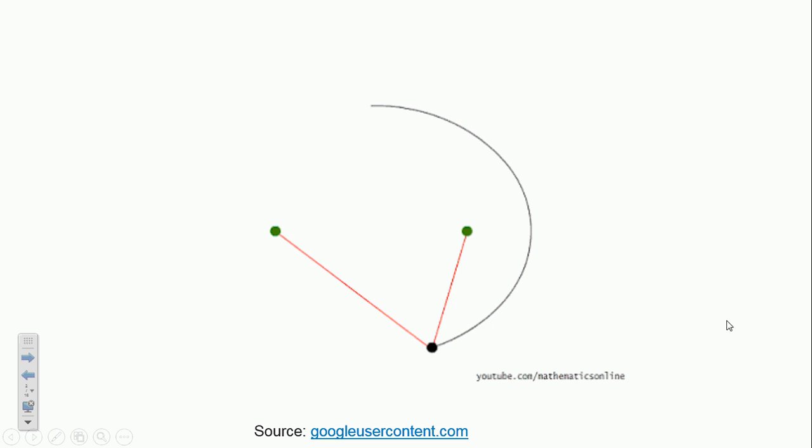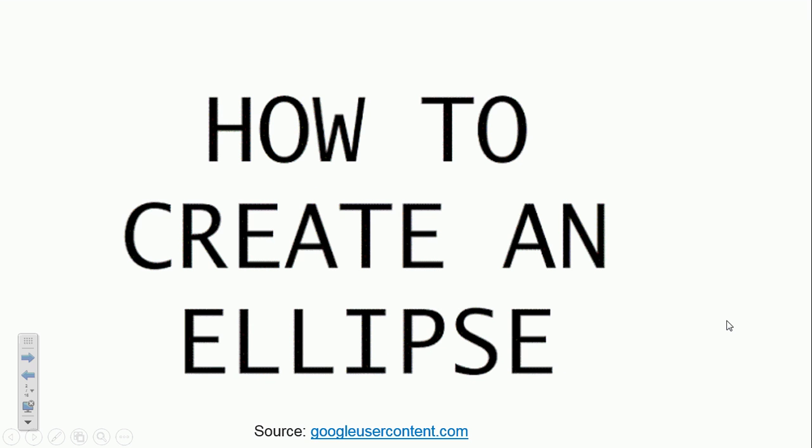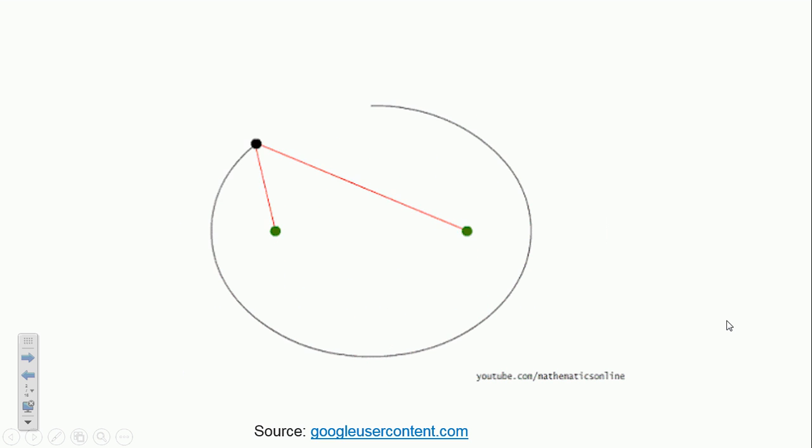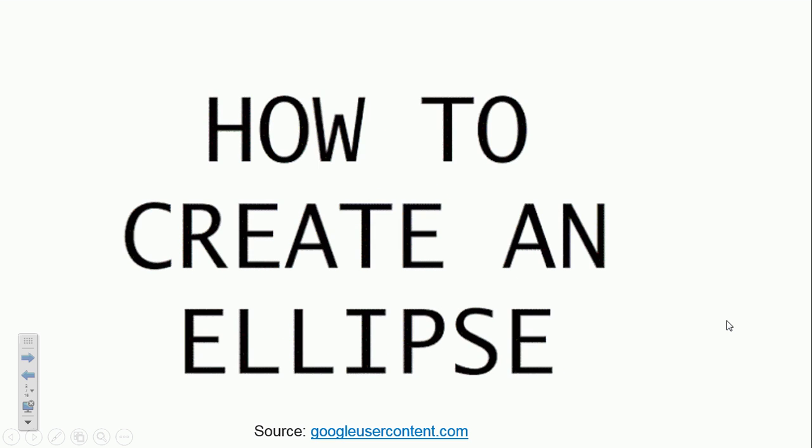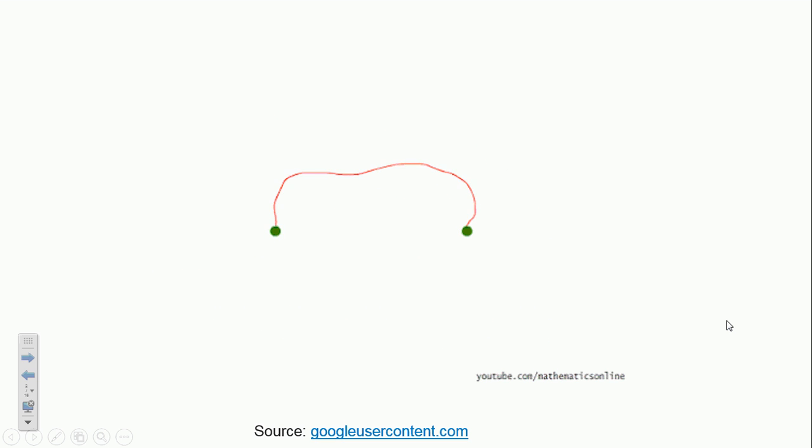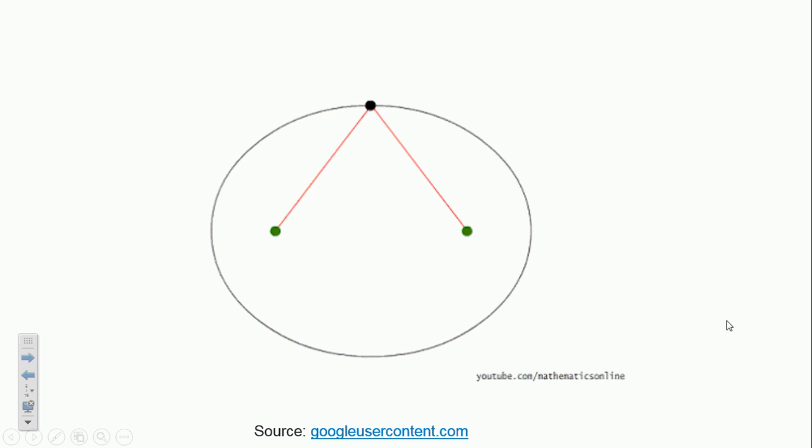So we have an animated GIF or JPEG in this case, okay? And it's showing us how to draw an ellipse, okay?